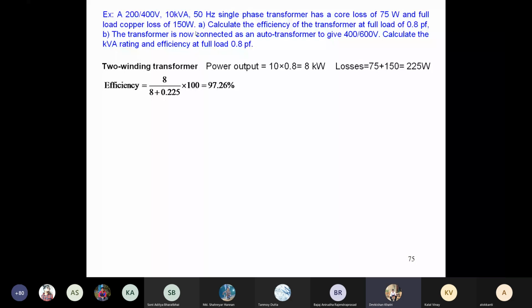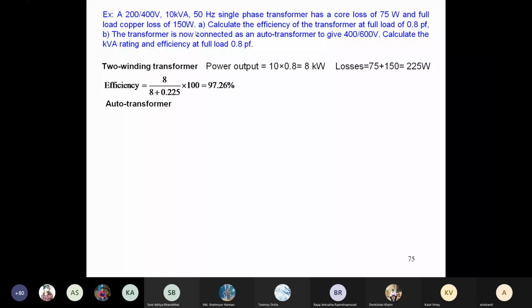Yes, sir. So now come to the second part of the question, which is actually interesting. This two-winding transformer is converted to an auto transformer, such that for the auto transformer, the primary voltage is 400 and the secondary is 600. If you see, your two-winding transformer is 200 by 400. If you put that primary over the secondary and take the output from both together, then you get 600 volts. And you feed the input at 400 volts.